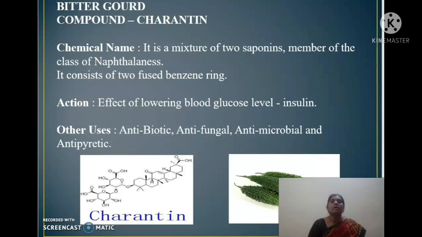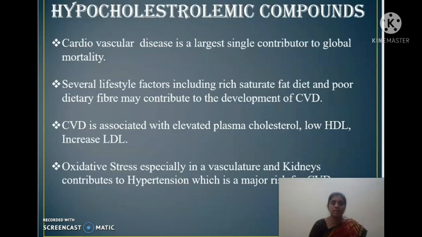This is bitter gourd. Charantin is a bioactive component which is present in bitter gourd. It is a mixture of two saponins. It consists of two fused benzene rings. It has an effect on lowering the blood glucose level by increased insulin secretion. Other uses of charantin are that it acts as an antibiotic agent, and it has antifungal, antimicrobial and antipyretic properties. This is a chemical structure of charantin.